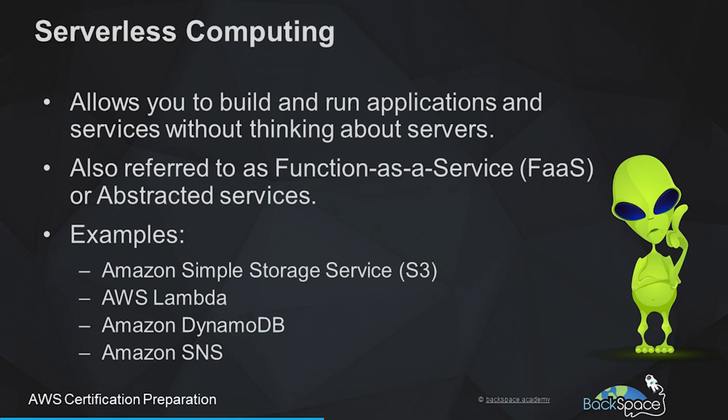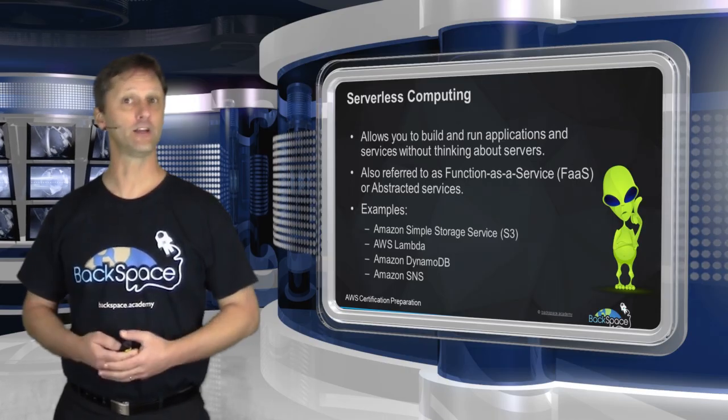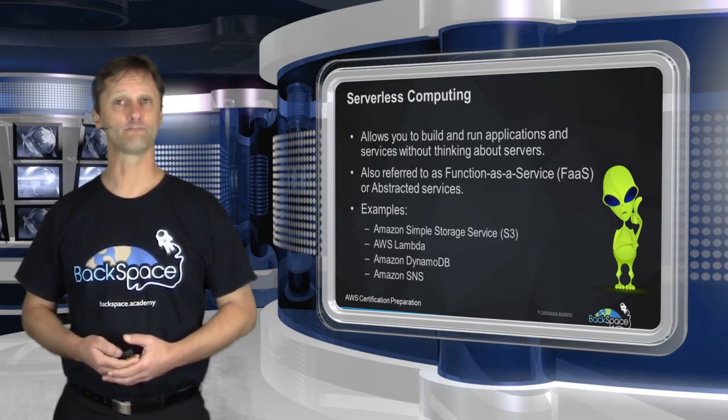AWS Lambda is where you can run code in the cloud, again, serverless. You just provide AWS your code. AWS looks after everything for you. DynamoDB is a NoSQL database in the cloud as a service. And Amazon Simple Notification Service can send out notifications to your users.